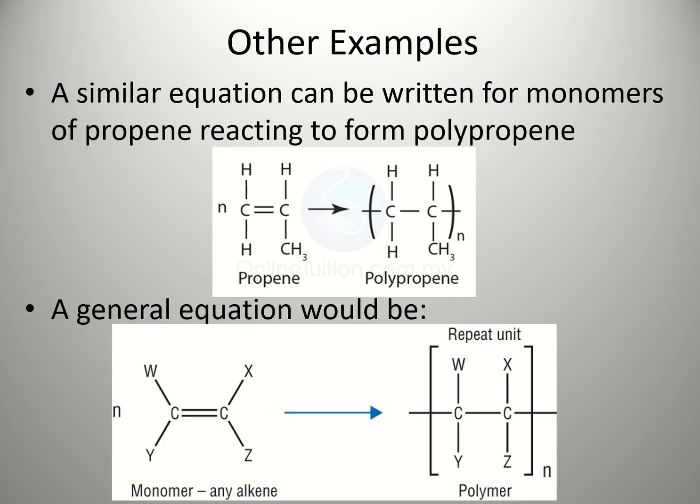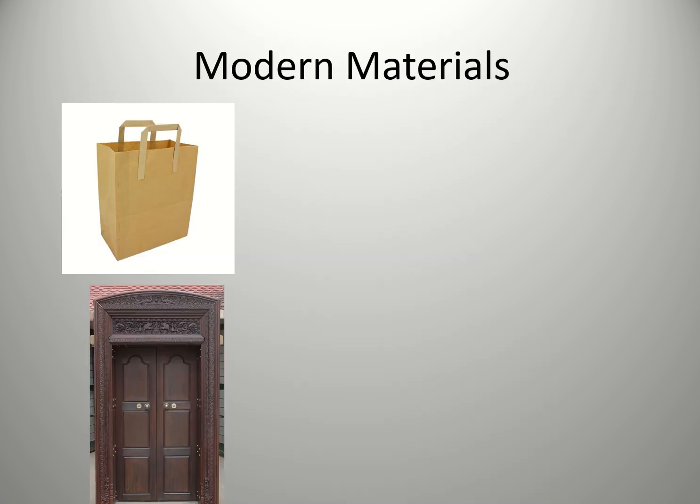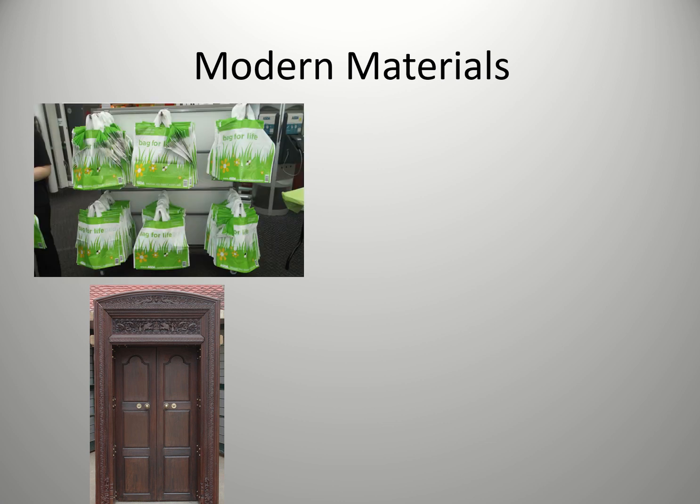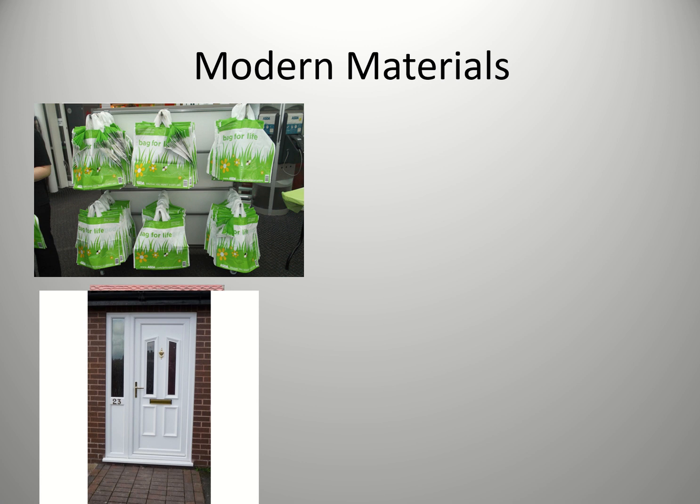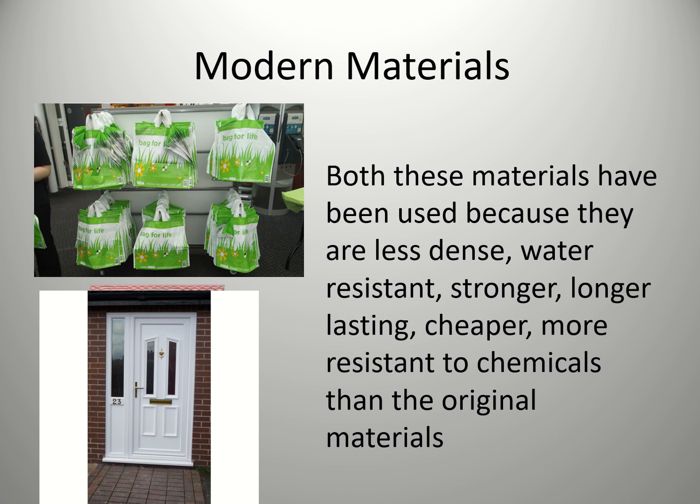There's propene to polypropene, and there's sort of a general one actually, which is quite good. It's pretty much what I just spoke about. So you can see polymers have replaced lots of materials from days gone by. We've got paper and wood, very much replaced by plastic bags nowadays, PVC doors that last much longer, don't have to be painted. So very resistant to chemicals, one thing and another.